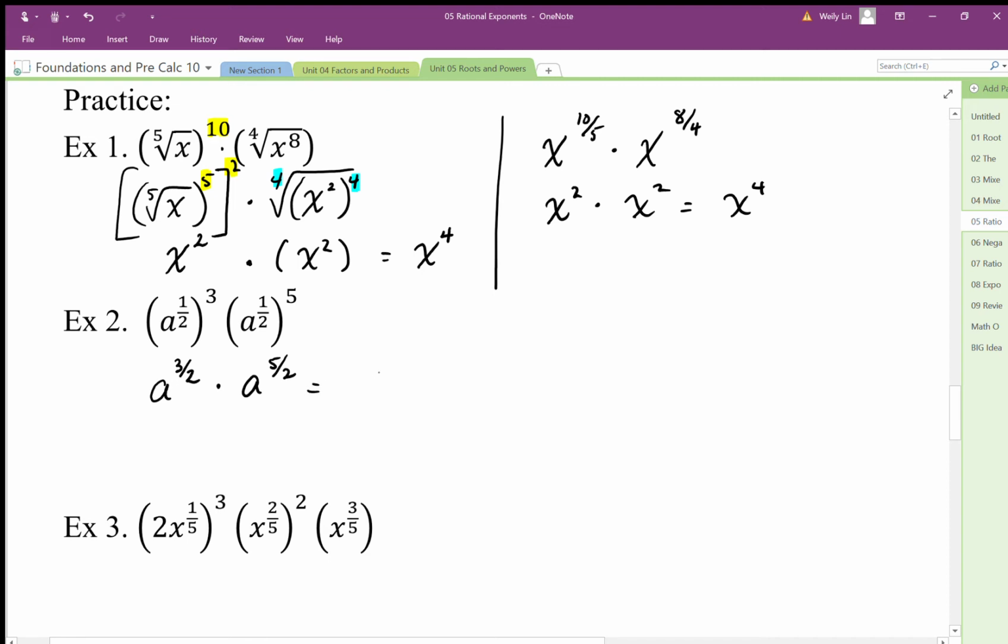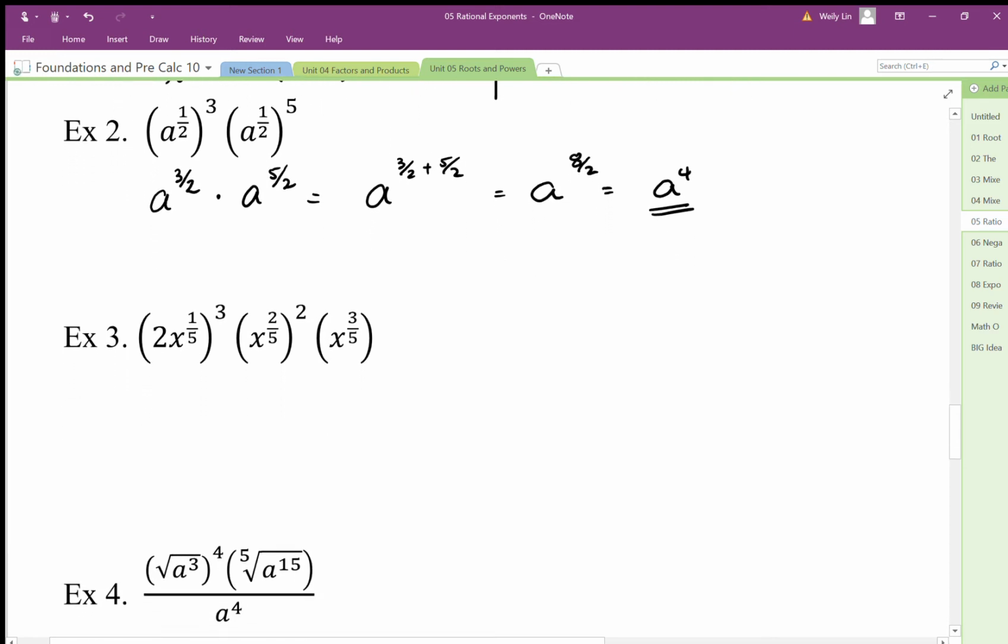My exponent rules state that if I multiply with the same base, I can add the exponents. Here I have an exponent with a common denominator. This becomes 8 over 2. That simplifies to a to the power 4.